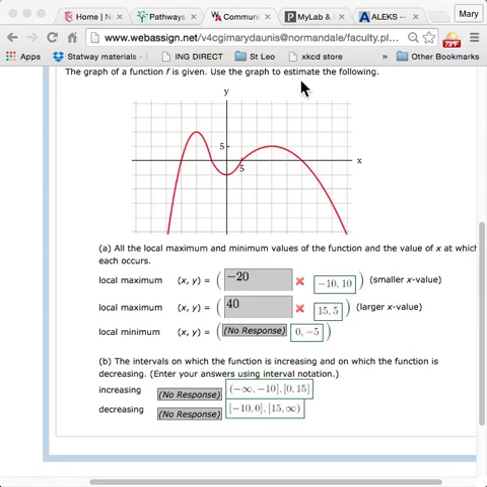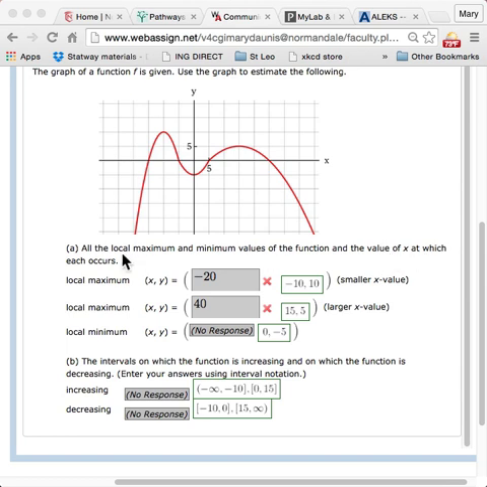Okay, we're going to use the graph to estimate local maximum and minimum values of the function and the value of x at which each occurs. So we're asked to find an x value and a y value so that the y value is locally a maximum or locally a minimum.